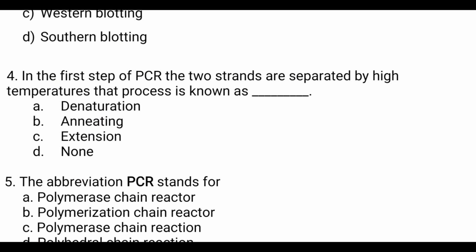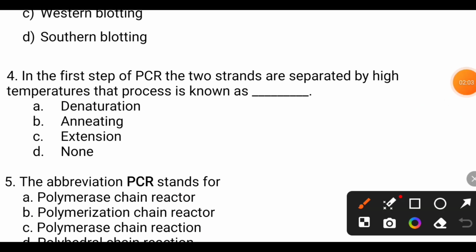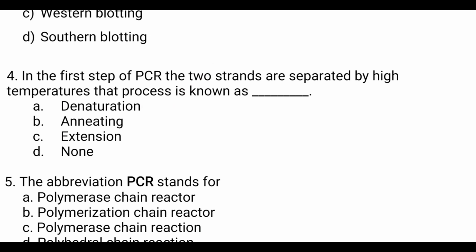Let's see the next question. In the first step of PCR, the two strands are separated by high temperatures. That process is called as. Options are denaturation, annealing, extension, none of the above. So the separation of two strands is the first step of PCR. So that process is called denaturation. Let's see the next question.